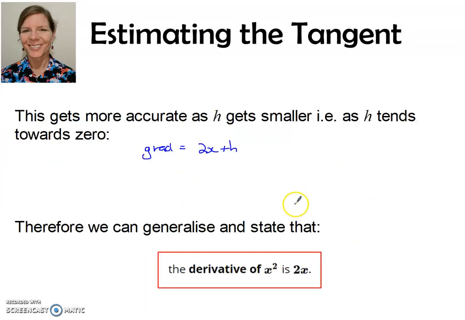Okay, so we can say that this is as h tends towards 0. This is a key here. So we take the limit as h tends towards 0. If we talk about the limit as h tends towards 0, then obviously this is going to become 2x, because that h gets smaller and smaller until it's insignificant, it's effectively 0. So therefore we generalise, and we can say the derivative, because that's what we're doing, finding the derivative, finding the gradient: the derivative of x squared is 2x.